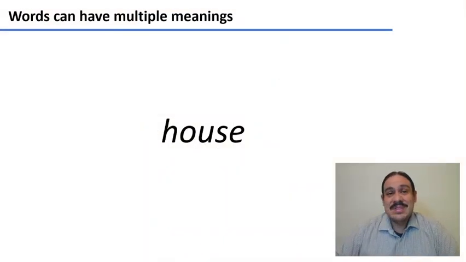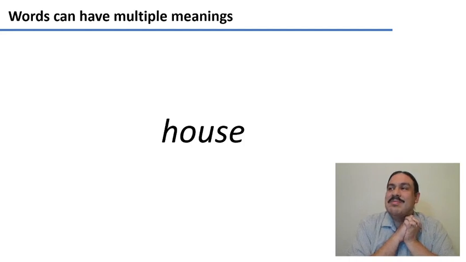Yep, words can have multiple meanings, and you've probably known this all your life. Let's take a look. How many meanings can you come up with for the word "house" in English? Give it a try, come up with 4 or 5. Please pause the video.